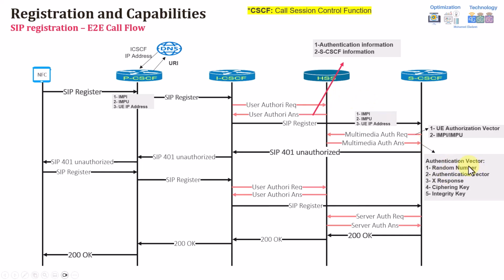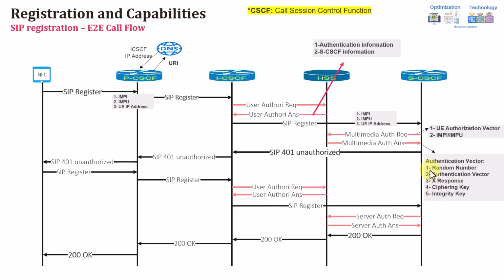If you look here, the authentication vector actually consists of 5 things. The first one is the random number. Then the network response, called XRES, and the ciphering and integrity keys, which are required. All this information will be included in the multimedia authentication answer. There is also the authentication token, usually generated by something called the master key. In summary, this information is used by the SCSCF to start challenging the user about whether he is authorized to access the network or not.